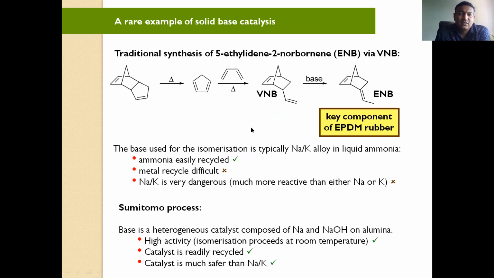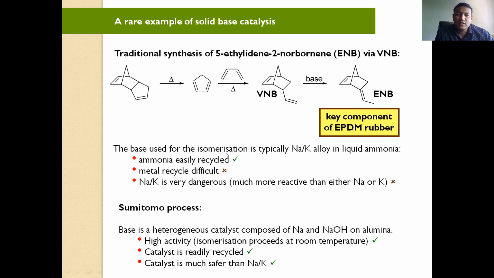Another example, which is a rare example, we will tell here. See, the traditional synthesis of ethylidene 2-norbornene is like this, via VNB. Norbornene, if you don't know, just see the structure. Last one, ENB, ethylidene 2-norbornene. And this compound is very important to prepare rubber, high density rubber.